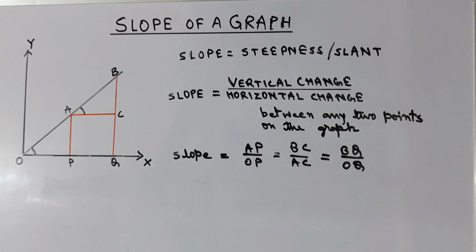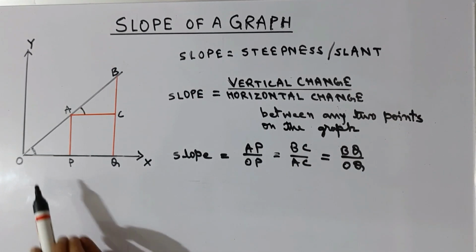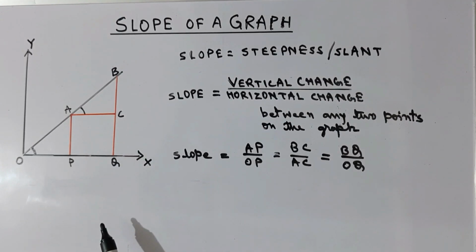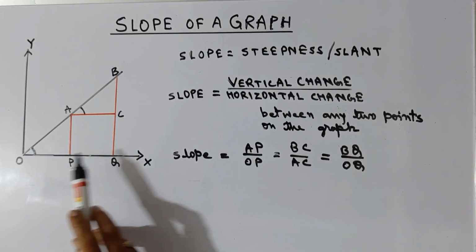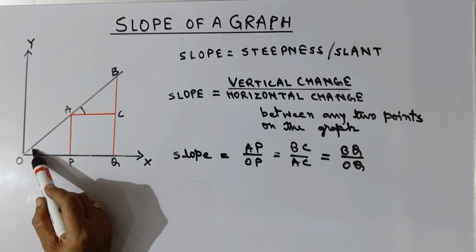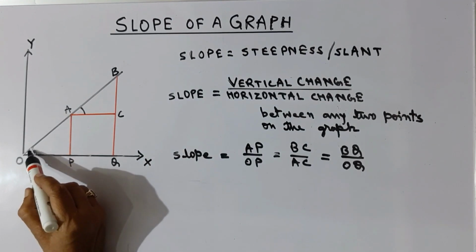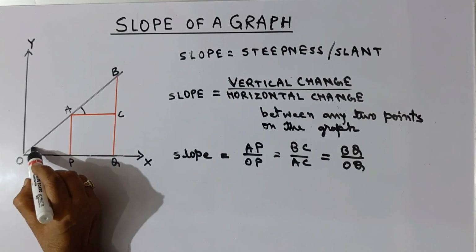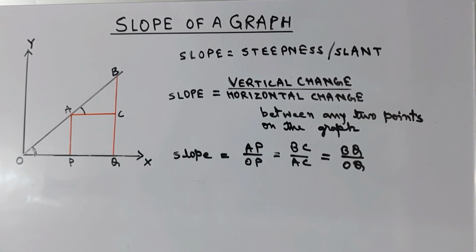For a graph, the slope of a graph means the steepness or slant of the graph with reference to the x-axis. It is the deviation of the line from the x-axis and it depends on the angle between the line and the x-axis. This angle is the measure of the steepness of a graph.